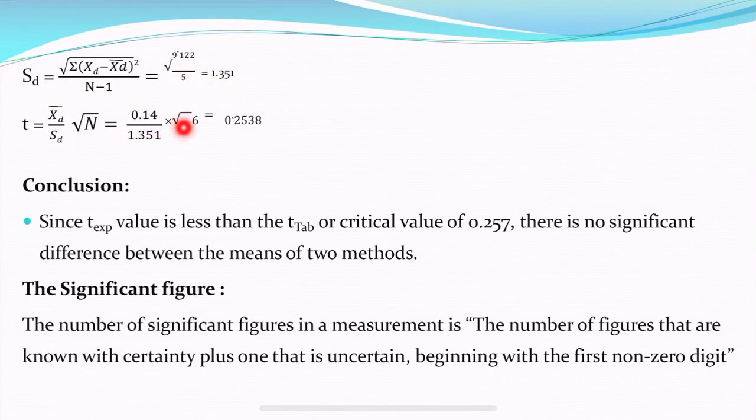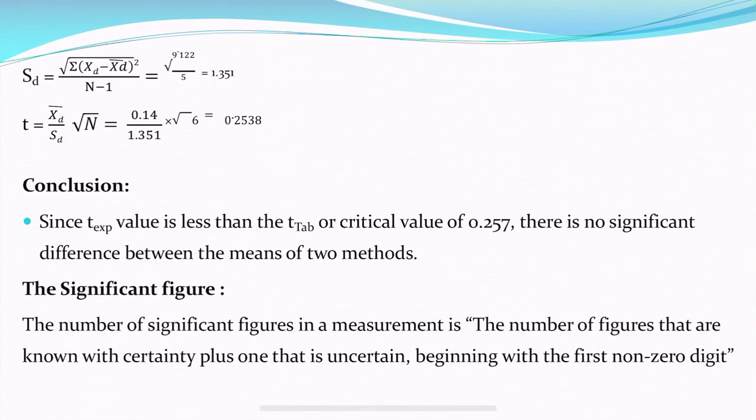He has substituted it with the square root of 6, meaning he has performed 6 different trials, and the result of the t test was 0.2538. So, what was the conclusion made? Since the t experiment value is less than the t tabulated or critical value of 0.257, there is no significant difference between the means of the two methods.